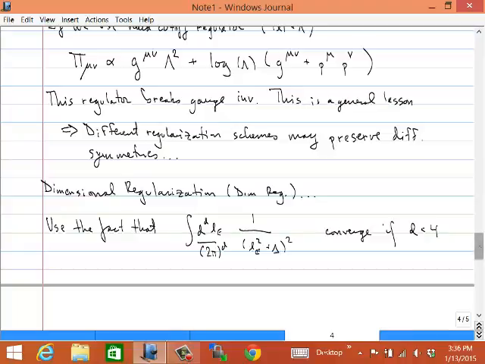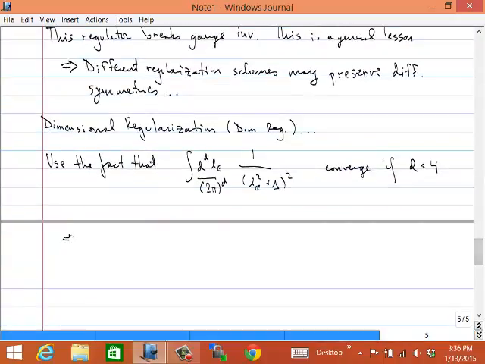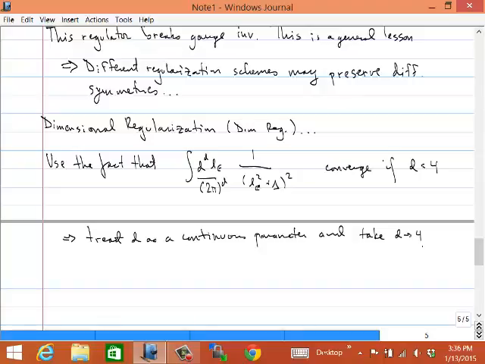So the idea of dimensional regularization, which is actually kind of ridiculous, but just ridiculous enough to be useful, is that we should treat the dimension d as a continuous parameter. And then compute this integral as a function of the continuous parameter d, and take d to 4 at the end of the calculation.